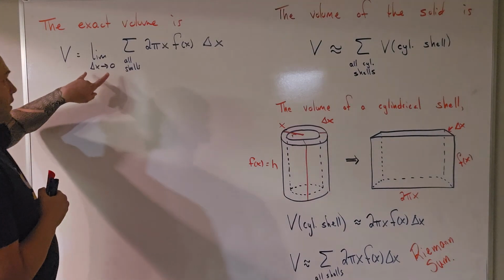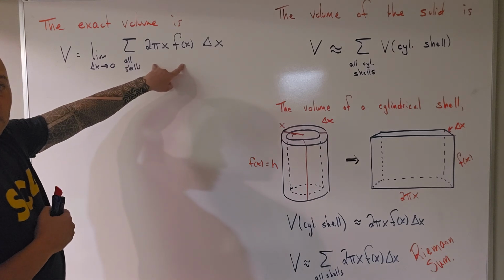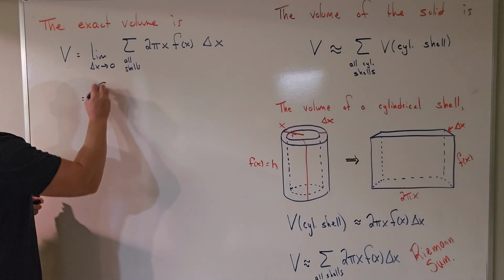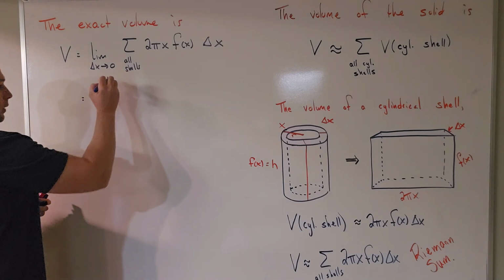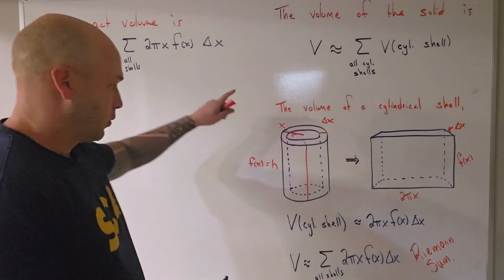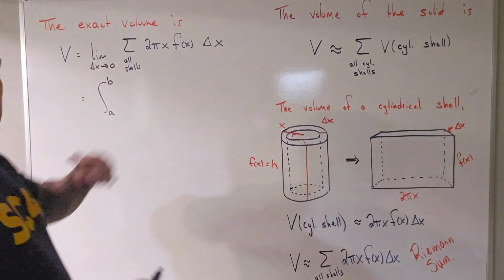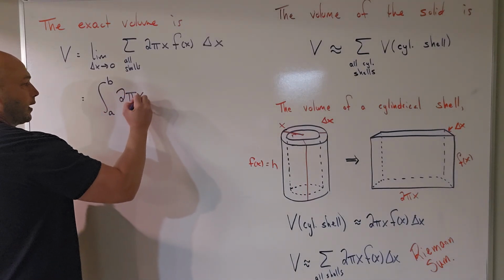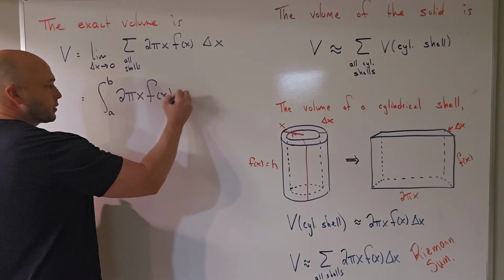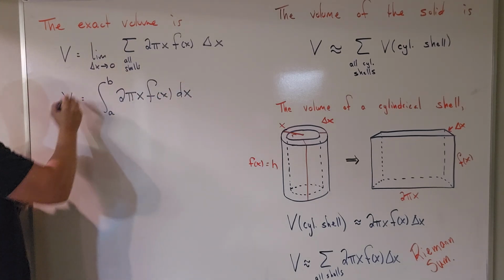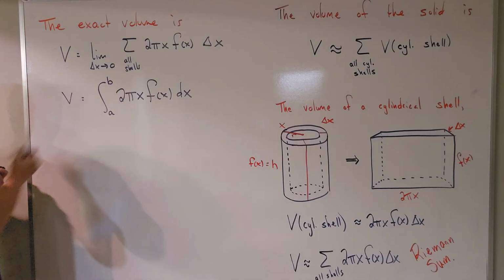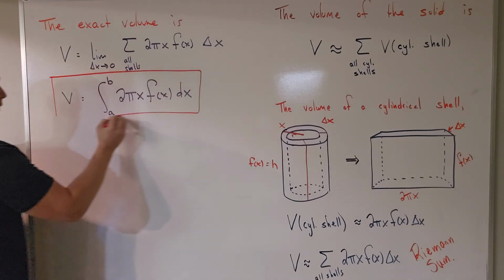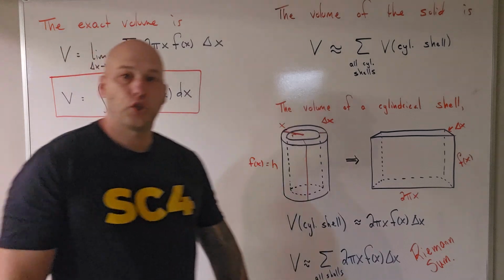And of course, the limit of a Riemann sum leads to the Riemann integral. And this is equal to the integral from a to b, where again, a to b are your limits of integration, which should be clear from the context, and we'll talk about that as we go through. And then this would be 2 pi x f of x dx. So this right here is the formula we will use when we decompose a three-dimensional object generated by a revolution using the shell method.